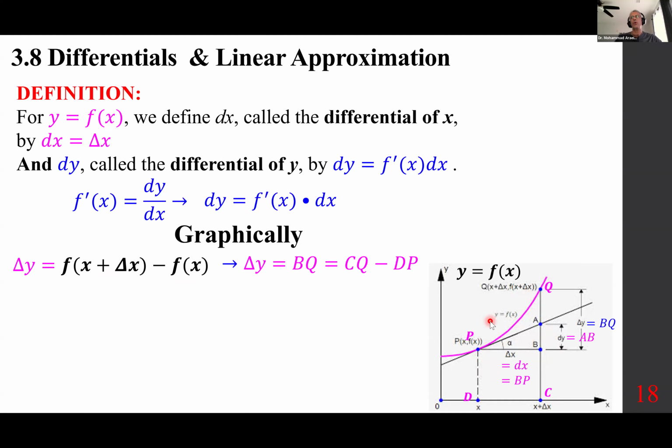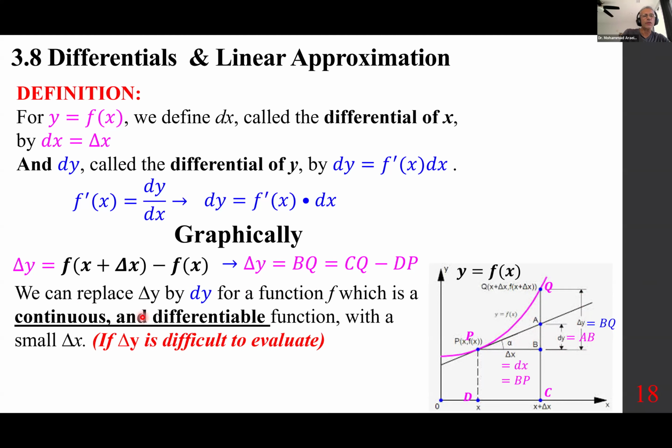So what is delta y? Rise along the curve. What is dy? Rise along the tangent line. If at point P you draw a tangent line, dx or delta x are the same, but dy, which is the rise along the tangent line, is this distance AB. And as you can see clearly, this distance AB is not equal to this distance delta y. AB is not equal to BQ.